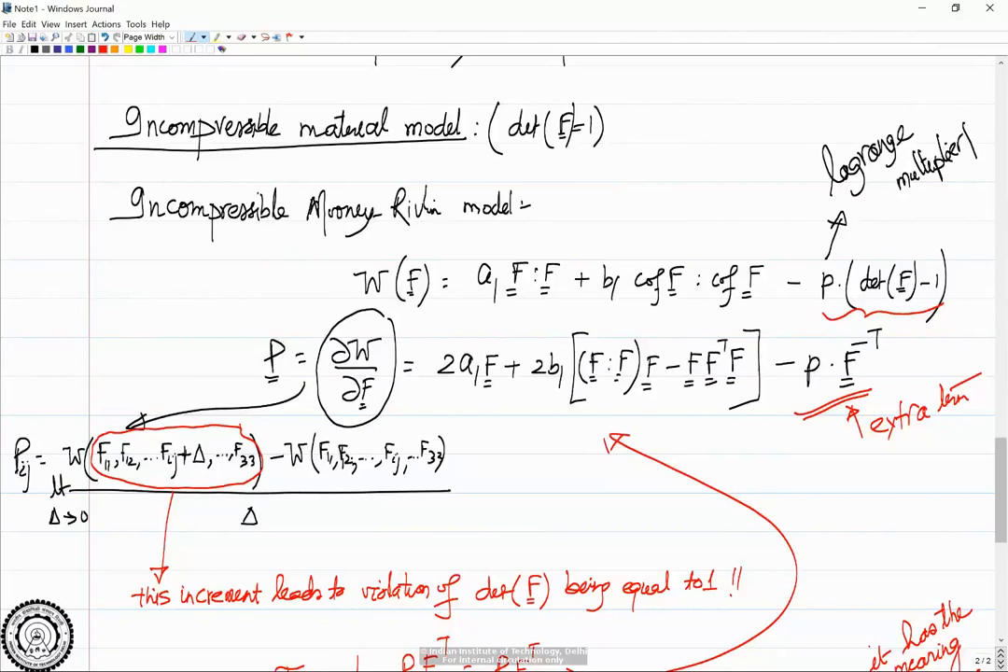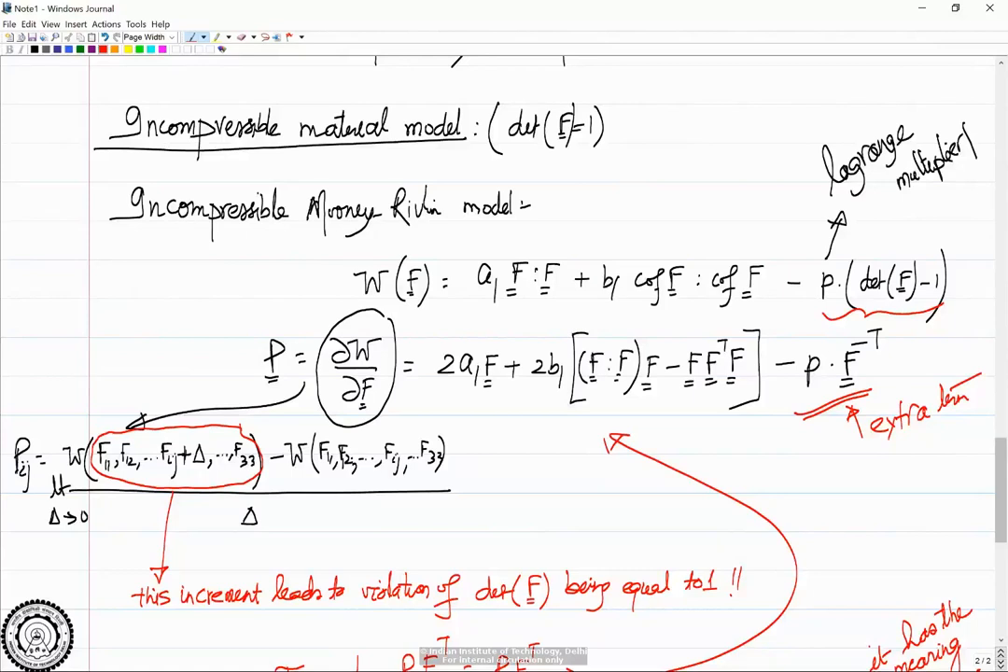But when we are taking the derivative here, we are changing your big F in such a way that that condition is no more there, that determinant of F should be equal to 1. That's the advantage of using Lagrange multiplier. After you have used Lagrange multiplier, you can take the derivative in the usual way, assuming as if the constraint is not there. When I am taking the derivative here, the value of det F is changing. It's not fixed to equal 1.